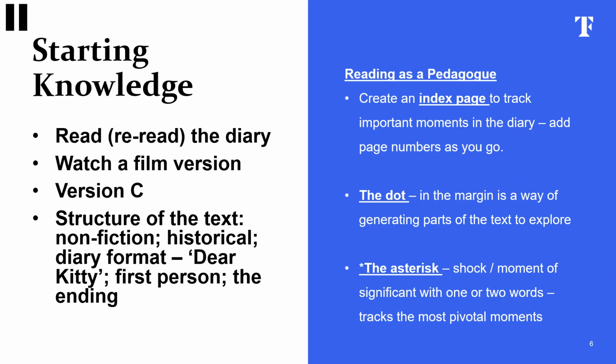You will also need to pay attention to the structure of the text. It is one of the most famous non-fiction historical eyewitness accounts of German occupation. It was written in first-person diary format, and the writer chose to name her diary Kitty and starts most entries with the salutation because, in Anne's words, "I want the diary to be my friend."